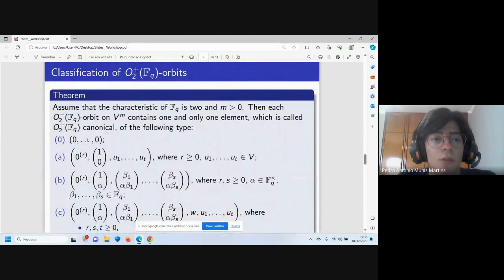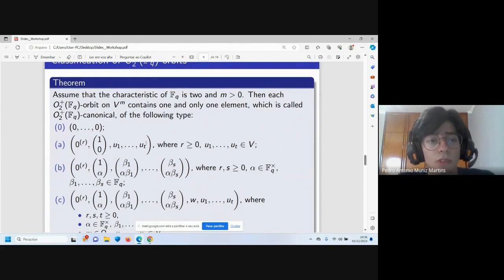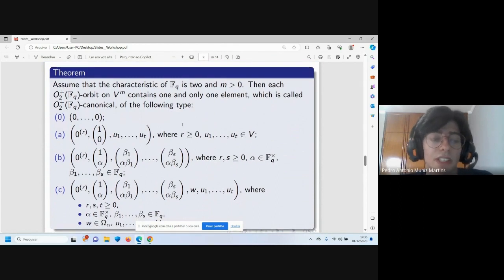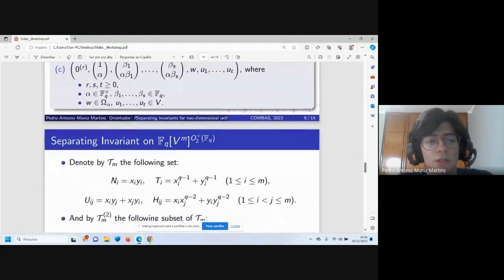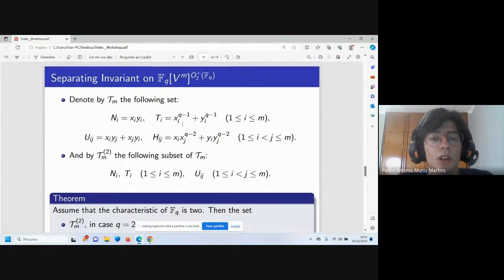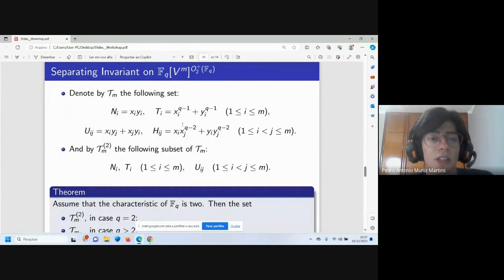Here is our classification theorem. Here we have all the orbits of the action of the group on the vector space, and we call them O2 plus canonical, the elements such that each orbit has one and only one element of this type. Then here we have all the orbits of this group acting on our vector space, again considering m copies of the space we want. Using this result, it was possible to finally try to describe a separating set of invariants for this invariant algebra.